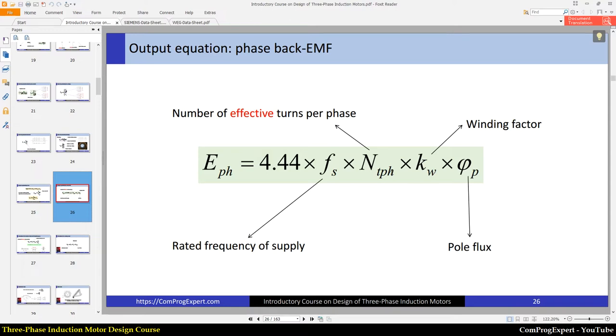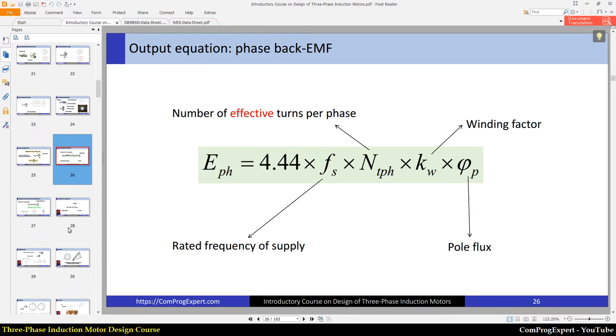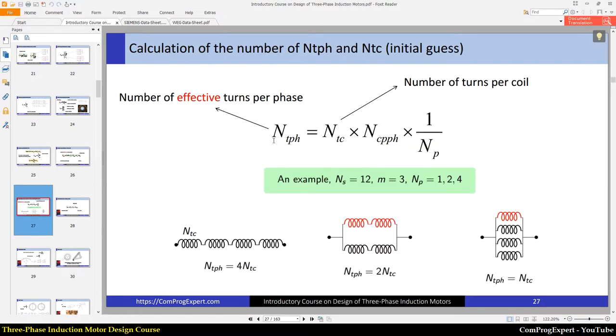And Nt phase is the number of effective turns per phase, right? And the definition of the number of effective turns per phase is also explained in this slide, right? The number of effective turns per phase is equal to the number of turns per coil times the number of coils per each phase divided by the number of parallel paths, right? So, for example, if the number of stator slots is equal to 12 and the number of phases is equal to 3, we have some possible choices. Right, the number of parallel paths could be equal to 1, 2, and 4, right?